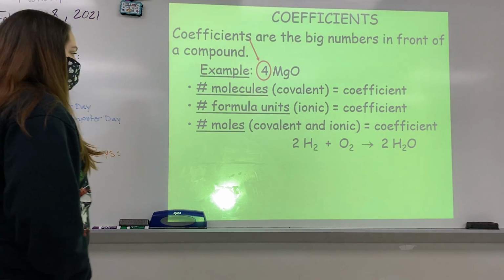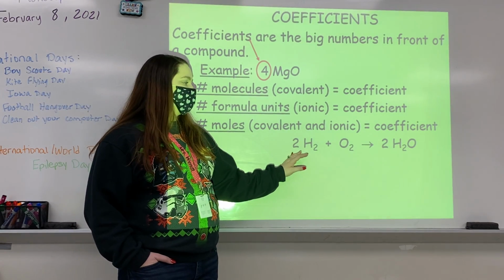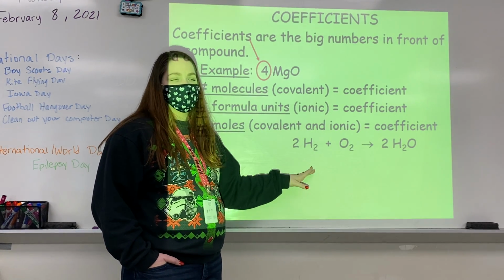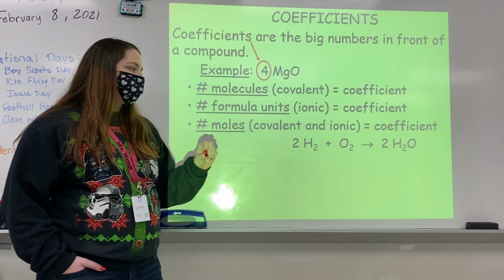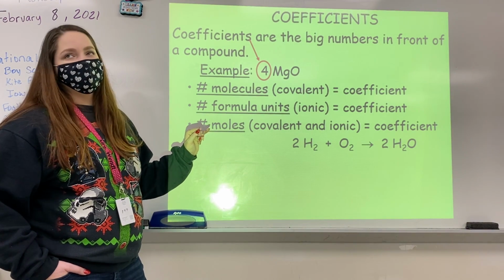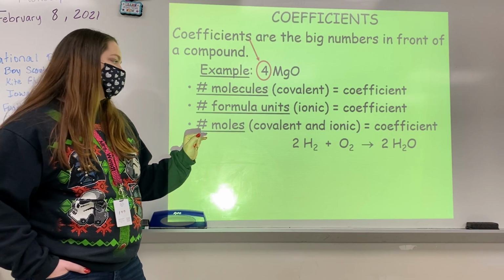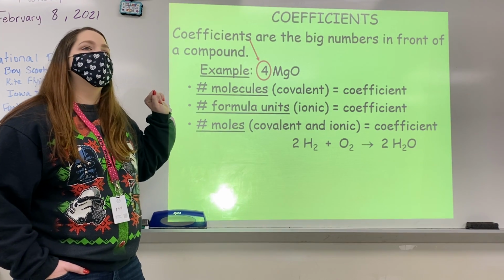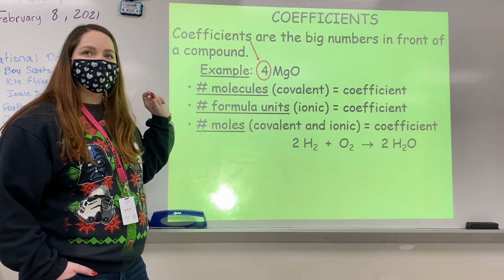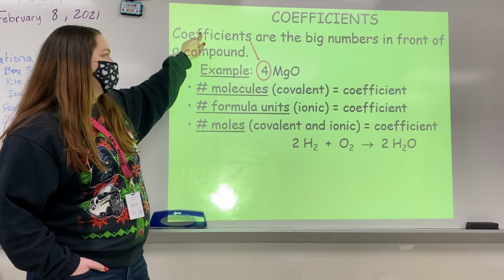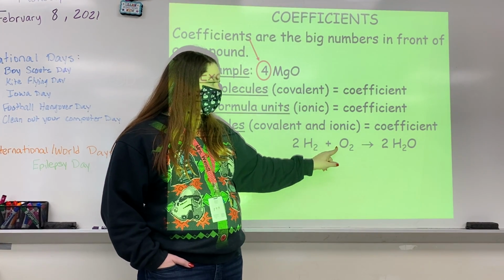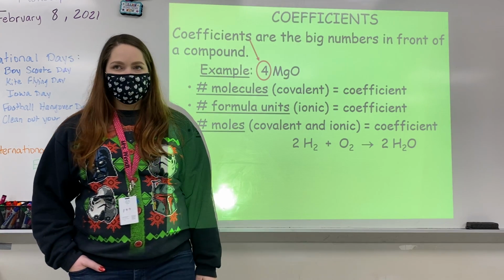So if I have this balanced chemical equation between hydrogen gas and oxygen gas producing water, you tell me, what is my first reactant? Hydrogen. How many moles of hydrogen gas do I have? 2. How many moles of oxygen gas do I have? What's my coefficient? Your coefficient is the big number in front. 1. I have 1 mole of oxygen gas.